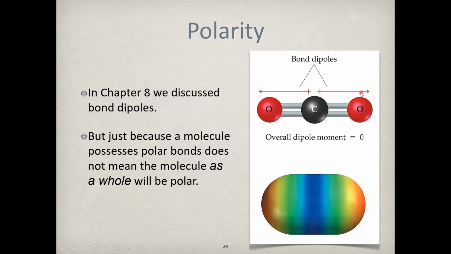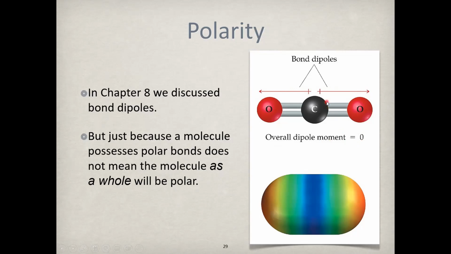because each of these bond dipoles is essentially going to cancel each other out. So with the arrow here, what this really is, is a vector. So it's showing the magnitude of that bond dipole, but it's also showing the direction of it. And since each of these are the same magnitude, but they're pointing in opposite directions, they're going to cancel out. And that's why we've got an overall dipole moment of 0.